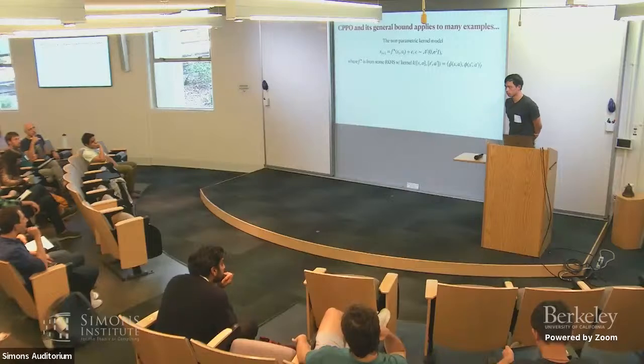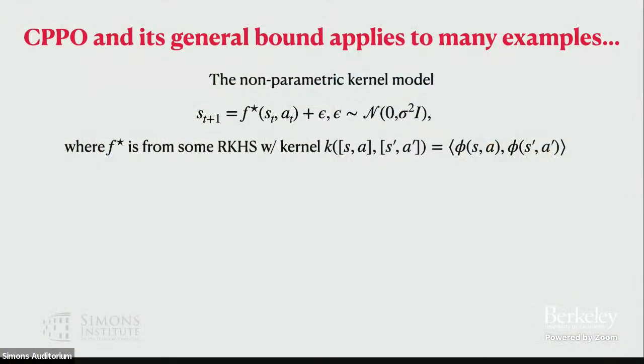So let me show you some examples. Basically, this algorithm is general enough such that when you apply it to some special cases, you can actually get very nice results, which incorporate the structures of these special models. So the first model is this nonlinear kernel regulator, where we just assume that you have some deterministic function f star that maps from a state-action pair to the next state, corrupted by some Gaussian noise. Of course, f star is unknown, but let's assume that it lives in some reproducing kernel Hilbert space where the kernel is defined as the inner product between these two features. Phi is the known feature in this case.